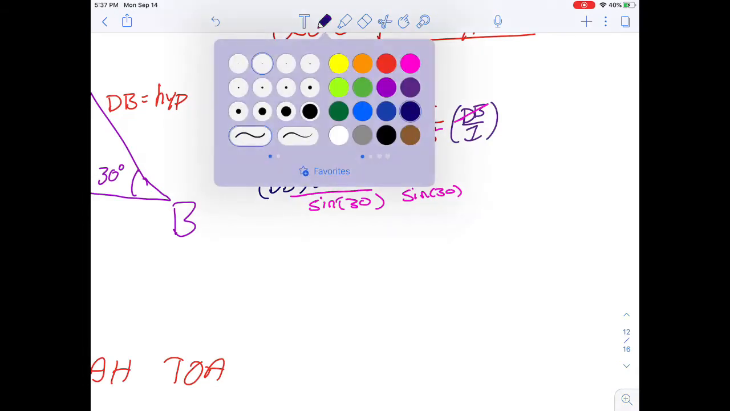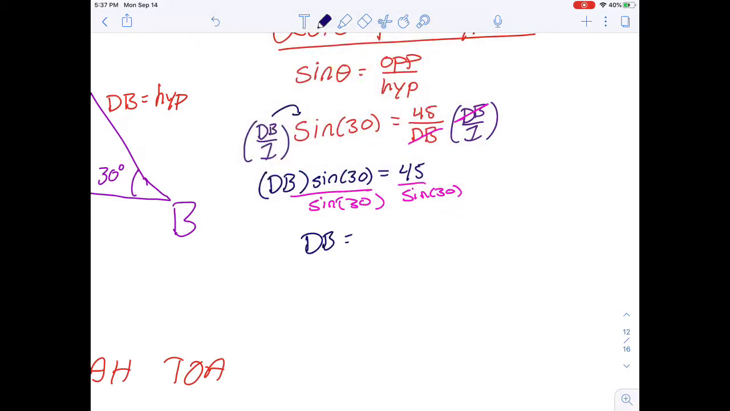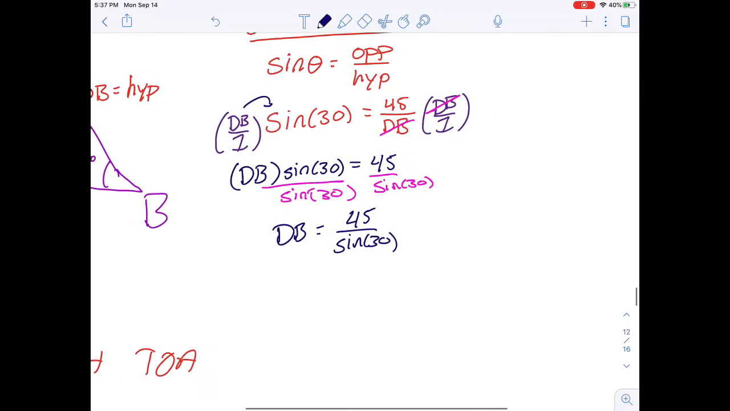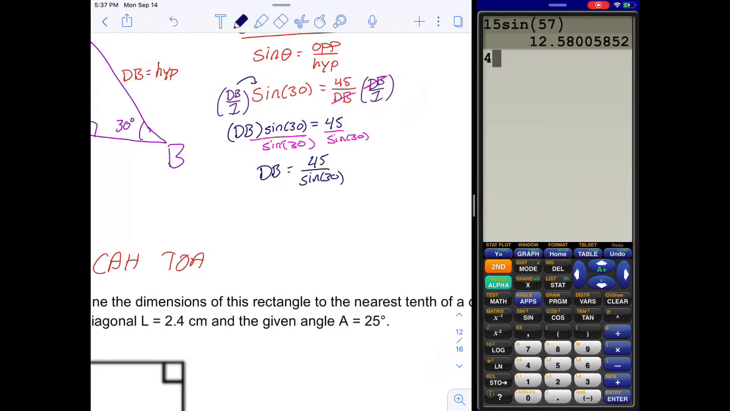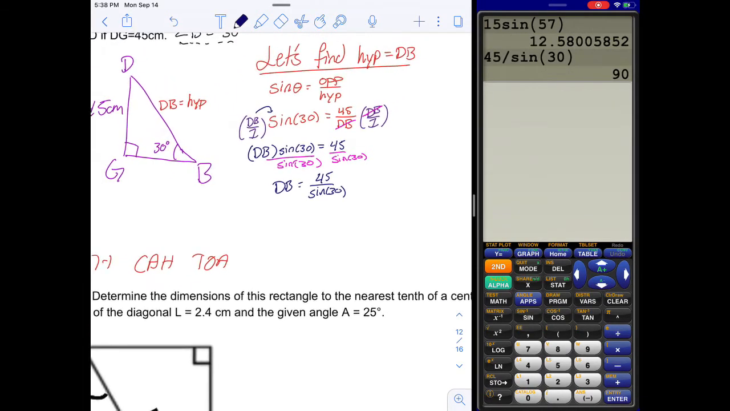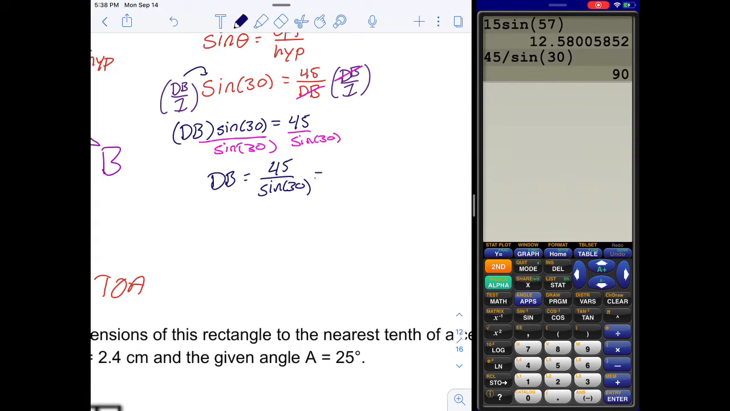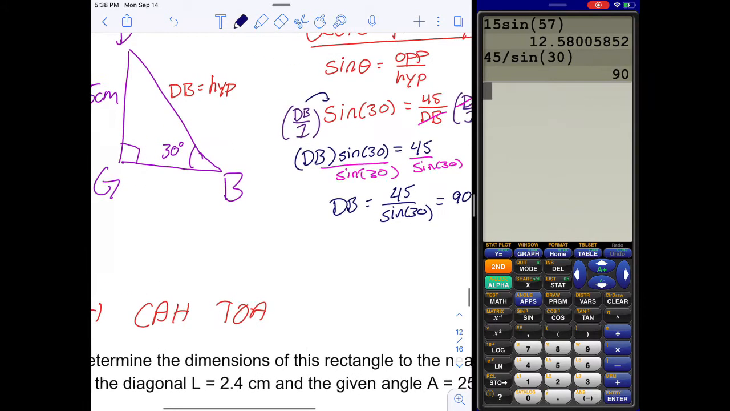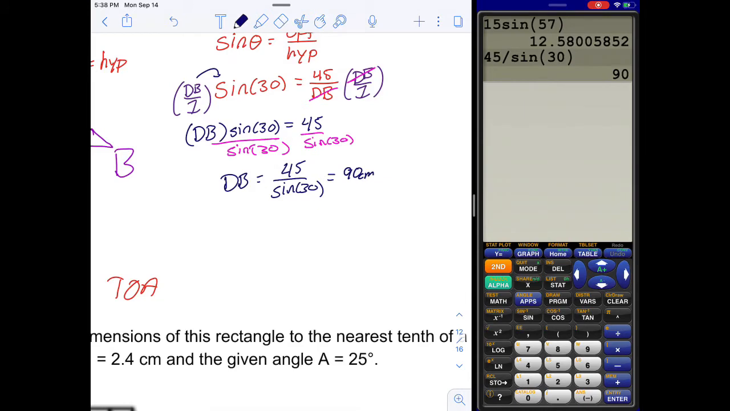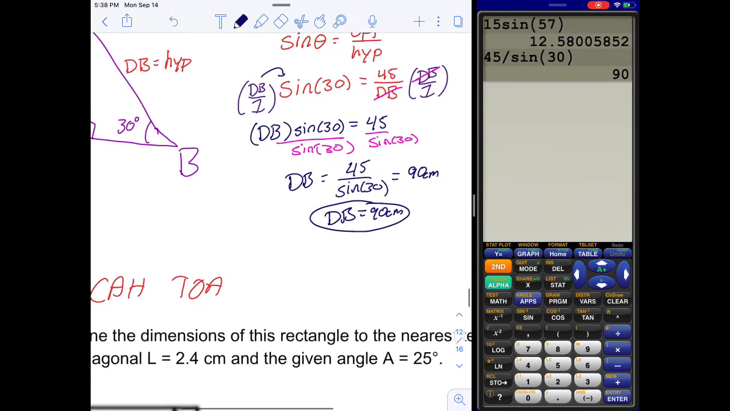Okay, and that's going to give us d to b equals 45 divided by sine 30. Okay, and we're going to plug that into our calculator. So 45 divided by regular sine, because we actually have the degree in there, and that's going to give us 90. Okay, so this equals 90, and it's measured in centimeters. So d to b equals 90 centimeters. So we now have our hypotenuse.